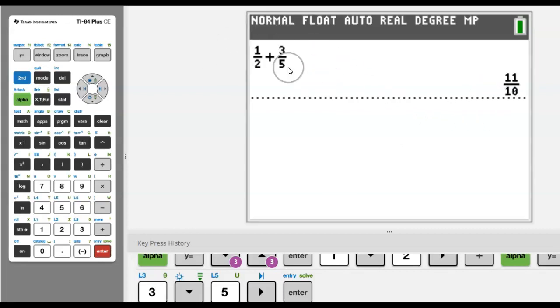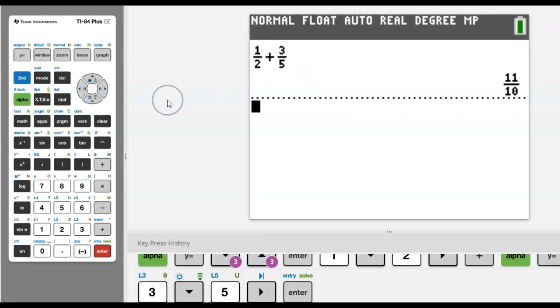I have already done a video on how you can add, subtract, divide, and multiply fractions without using a calculator. If you want to get more understanding, then check that video out.